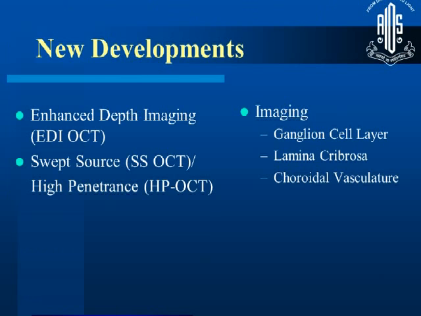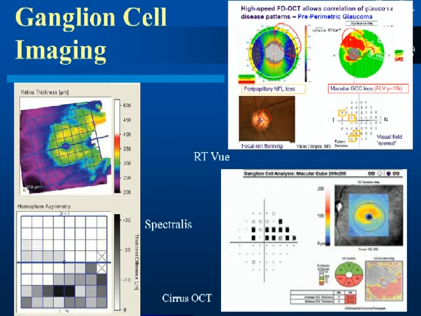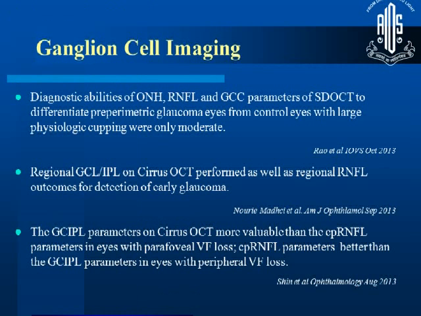So new developments, I'm sure we'll hear a lot about them, but there's something called enhanced depth imaging, the EDI OCT, the swept source OCT or the high penetrance OCT, and what has gone on in imaging is the ganglion cell layer, the lamina cribrosa, as well as choroidal vasculature. We don't have any of this, so I've borrowed this from literature which I could find. This is just what the pictures look like on the RTVue, the Spectralis and Cirrus. We have this, the ganglion cell on the Cirrus, so that's what the ganglion cell looks like.